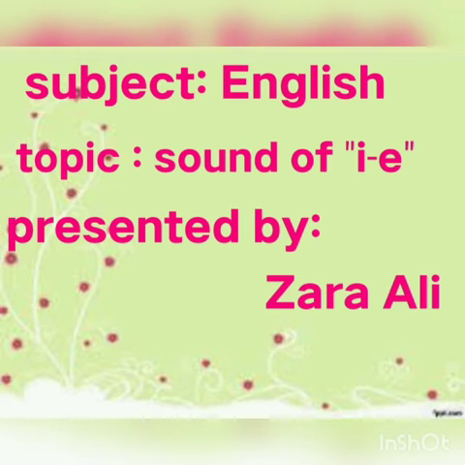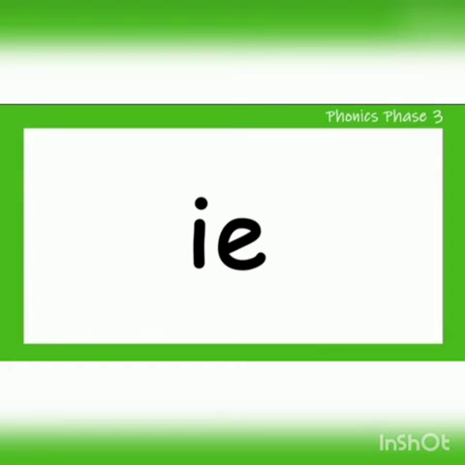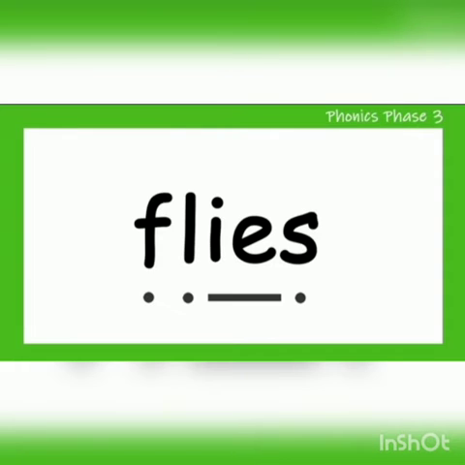Okay, students, have a look. Today our topic is a digraph. That means two letters, one sound. I, E. When we put them together, they make the I sound. Let's have a look at the first example.